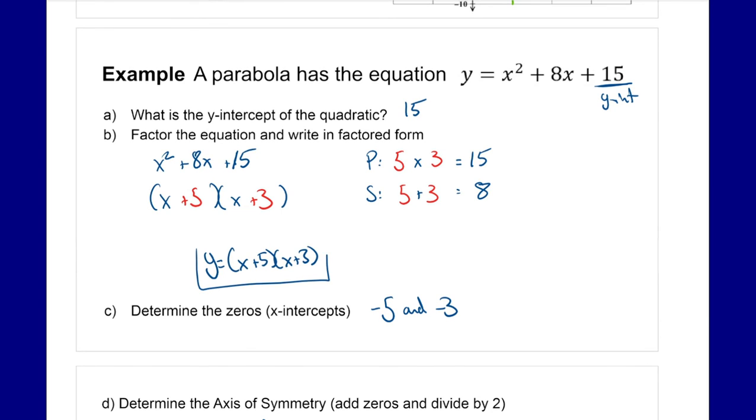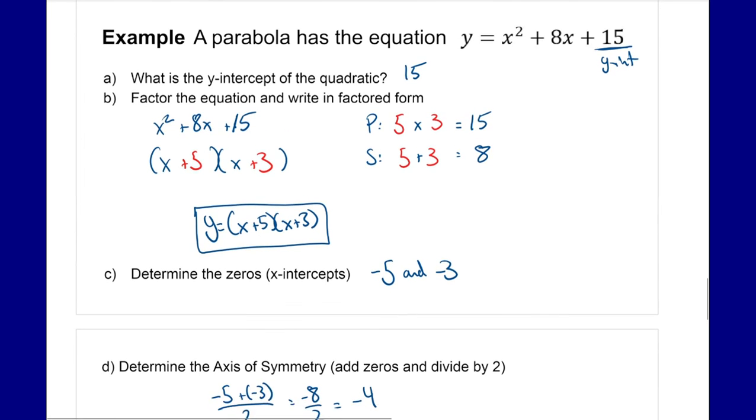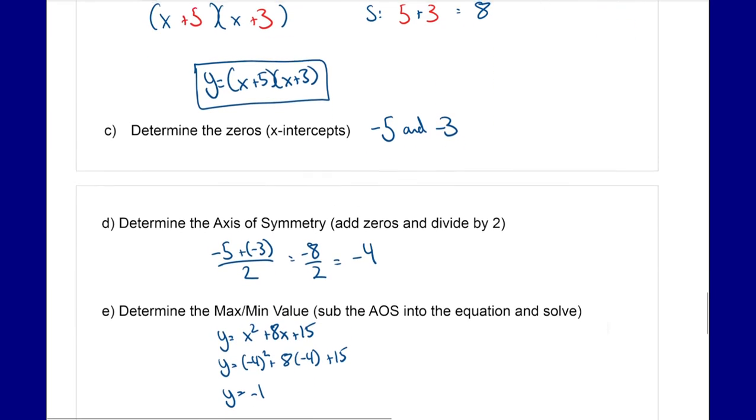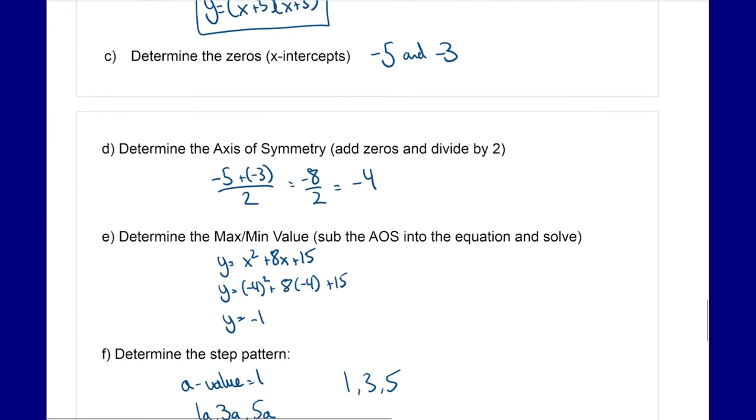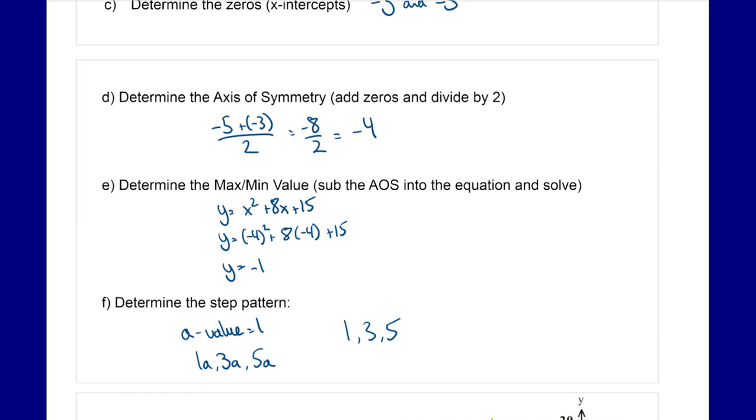Right? Adding that y equals in there does make it an equation. So when we talk about writing the equation in a specific form, we do want to have the y equals part. So the x-intercepts are -5 and -3, because it's the opposite of what we see in the equation. In the equation we see positive, so here it's actually minus. Our axis of symmetry, we add those values up, divide by 2. We end up with an axis of symmetry, AOS, equal to -4.